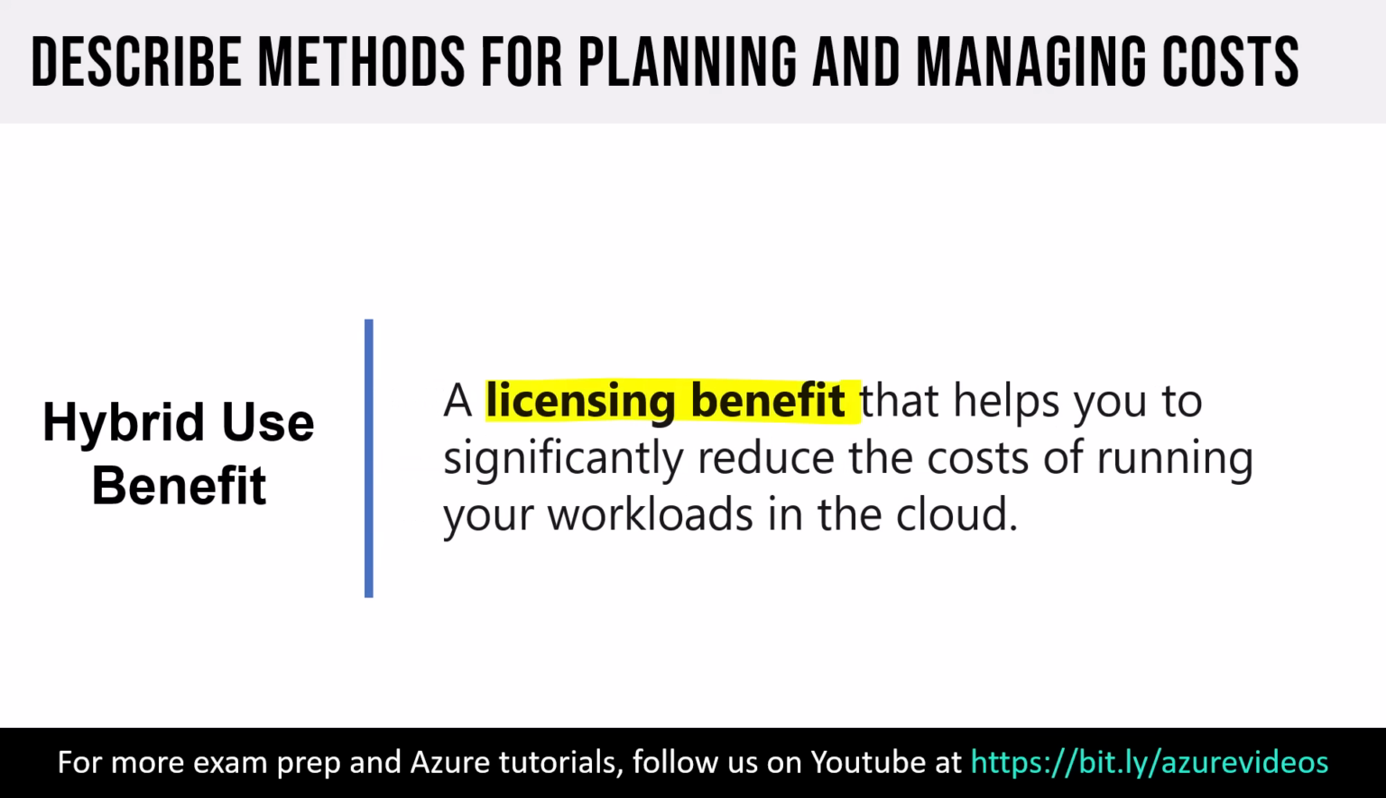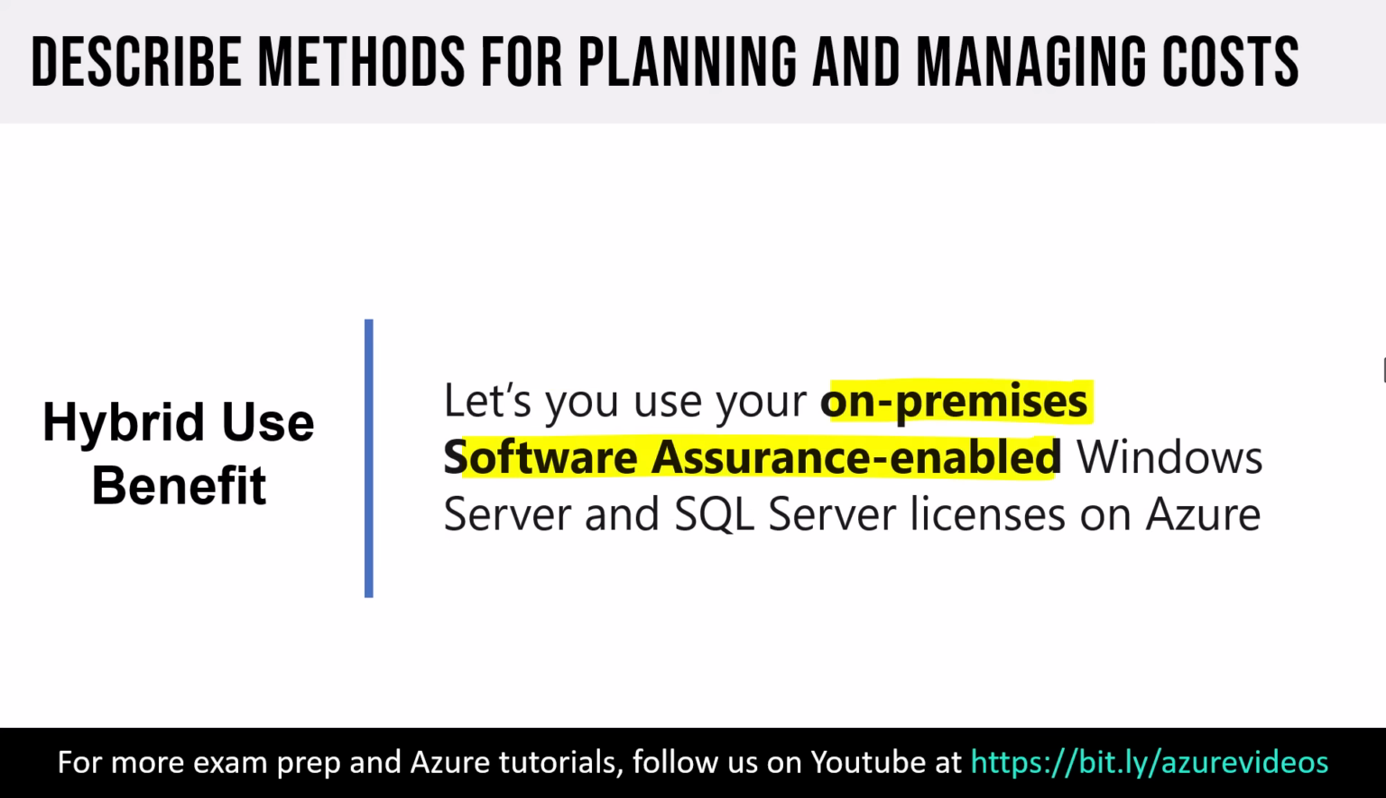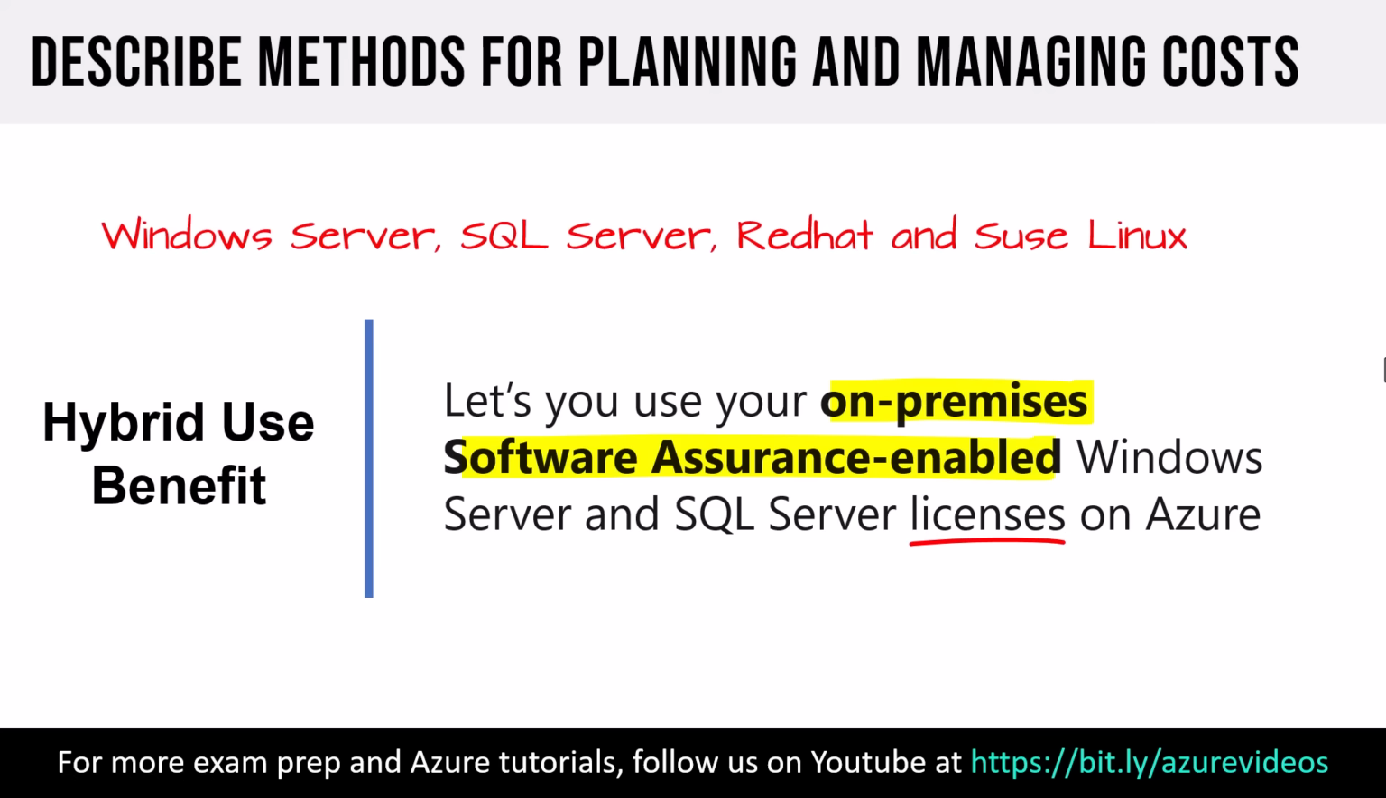Next, we have the hybrid use benefit, which is a licensing benefit that helps you to significantly reduce the cost of running your workloads in the cloud. More specifically, it lets you use your on-premises software assurance-enabled Windows Server and SQL Server licenses on Azure. In fact, it applies to licenses for Windows Server, SQL Server, Red Hat, and SUSE Linux. But the key qualifier here is software assurance enabled. When you buy those licenses, the software assurance is an additional cost. Software assurance protection gives you some new product version rights, some support rights, and some license mobility rights, such as leveraging that license in Azure.